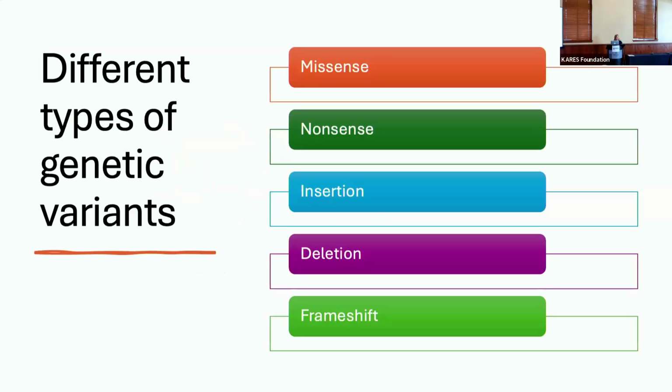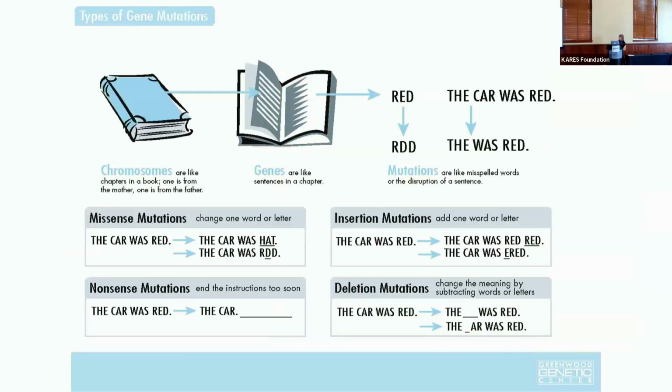Okay, now we're going to talk about different types of genetic variants. Maybe some of you have heard this when you got your genetic test reports, but the changes that I'm going to discuss are missense, nonsense, there could be insertions, deletions, and then there's something called a frame shift. So this slide talks about the different types of genetic changes.